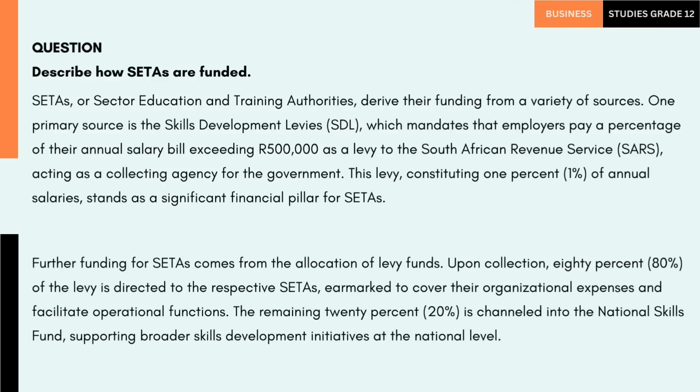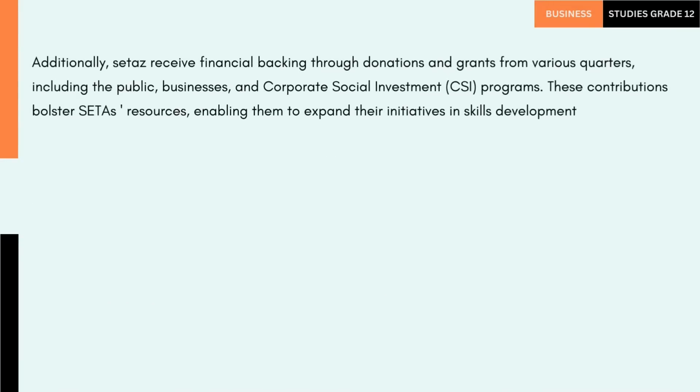Further funding for SETAs comes from the allocation of levy funds. Upon collection, 80% of the levy is directed to the respective SETAs, earmarked to cover their organizational expenses and facilitate operational functions. The remaining 20% is channeled into the National Skills Fund, supporting broader skills development initiatives at the national level. Additionally, SETAs receive financial backing through donations and grants from various quarters, including the public, businesses, and corporate social investment (CSI) programs. These contributions bolster SETAs' resources, enabling them to expand their initiatives in skills development.